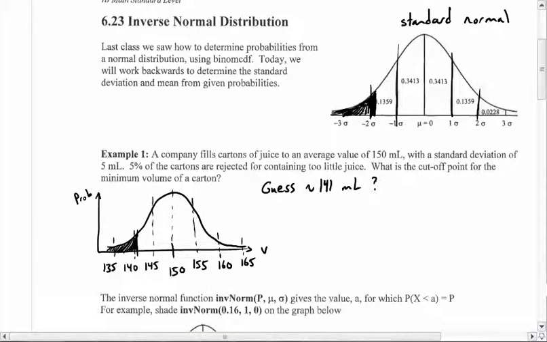And now we'll check. The way that you can find out the value is using what's called the inverse normal. To use the inverse normal, the first thing that you put in is the probability as a decimal. So we'll put in 0.05, and then the mean, 150, and the standard deviation, 5.